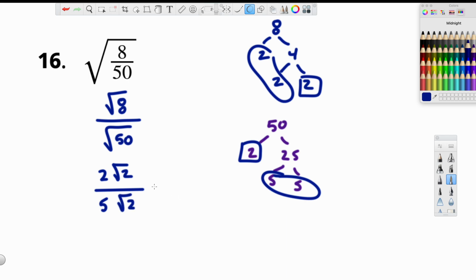And take a look at this. We have a radical 2 divided by radical 2. That's going to cancel out. And our final solution is going to be 2/5. And that's our answer.